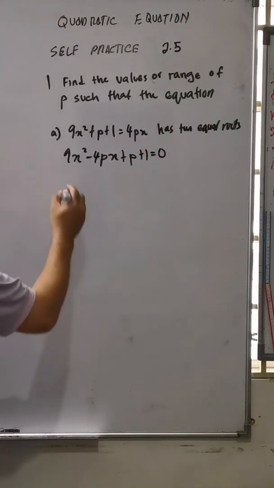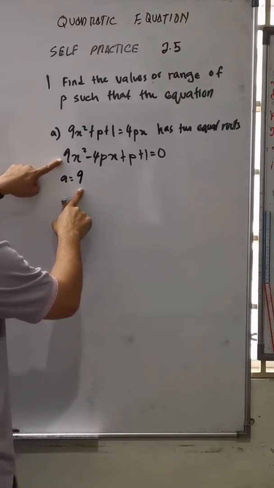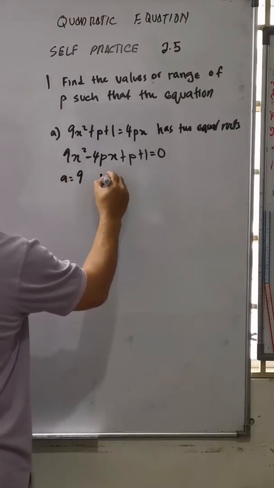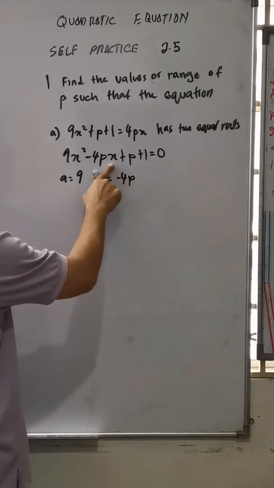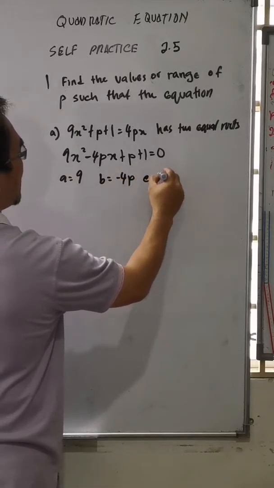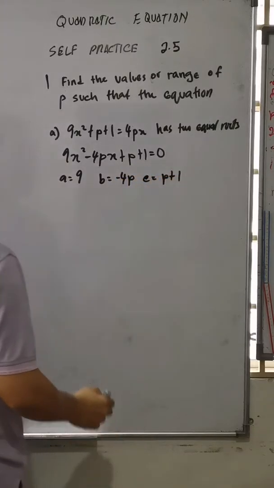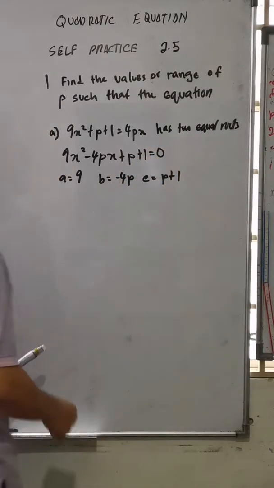Okay, from here, what you have to understand: the value of A is 9, which is the coefficient of x squared. B is negative 4p, the coefficient of x. And the term without x is the value of C. So p plus 1 is C. The statement here says two equal roots.